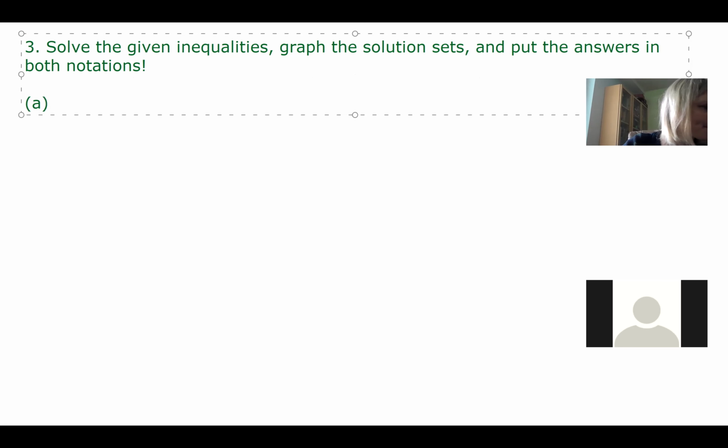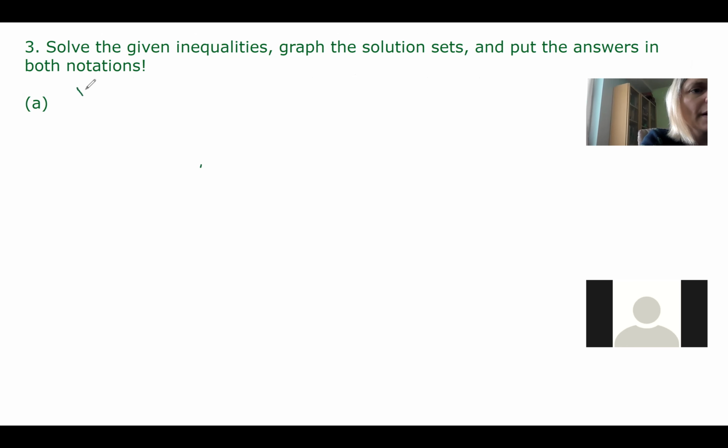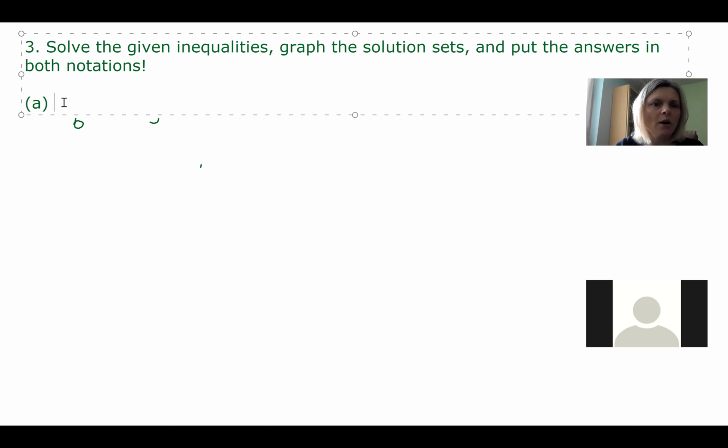So A, fractions. So let me do the stylus. Okay, x over 6 plus x over 5 is less than or equal to 11. Okay, let me put the second one and then I'll make some comments and show like the first thing we should do there.